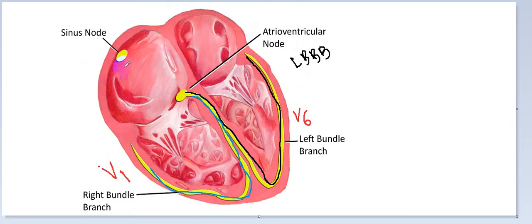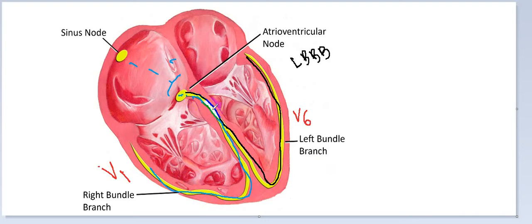So when the signal comes from the SA node, it goes through the atrium and comes to the AV node, and instead of going to both bundle branches normally, now because the left bundle branch is blocked, it's going to the right bundle branch. As soon as it hits the right bundle branch, there's a delay, and it makes its way over from the septum to the left bundle branch, and now it depolarizes the left side.